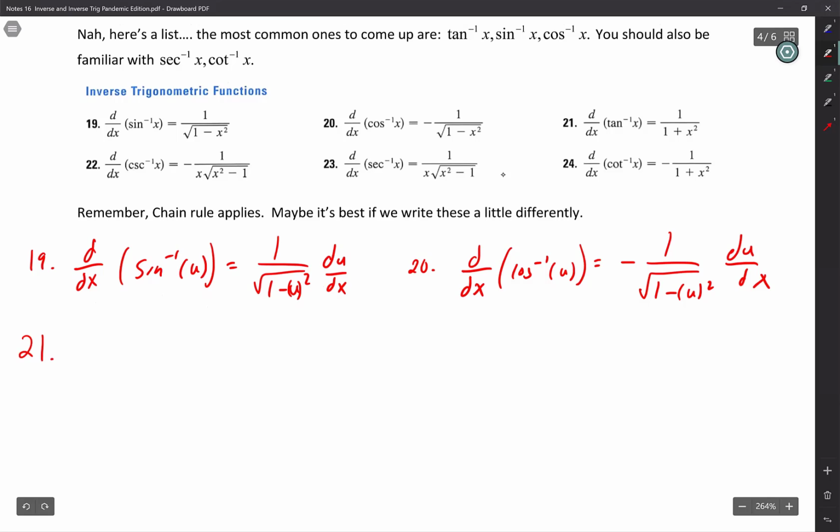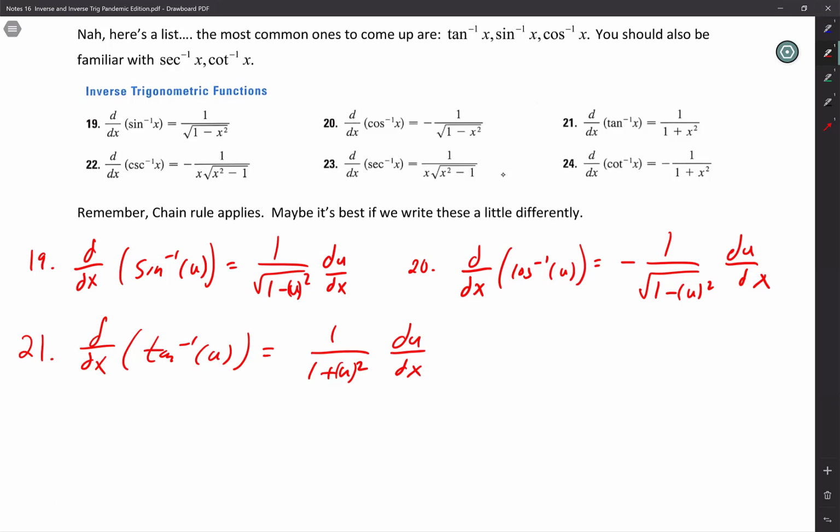I don't have enough room, so I tried to do it left to right, but maybe I'm regretting it now. d/dx of arc tan of u equals 1 over 1 plus u squared, du/dx. Write them all, guys. I'm just going to do up to there.